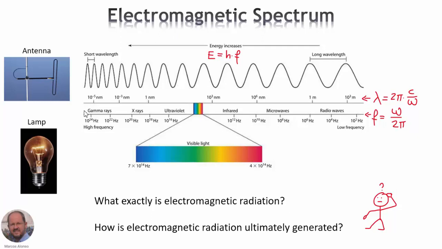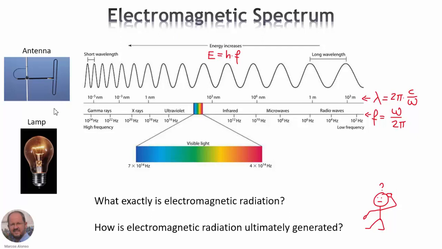Another important parameter that characterizes the electromagnetic radiation is the energy, and we know also that the energy is proportional to the frequency, and the constant of proportionality is h, which is the Planck constant. So we know that the higher the frequency, the higher the energy that is transported by the radiation.